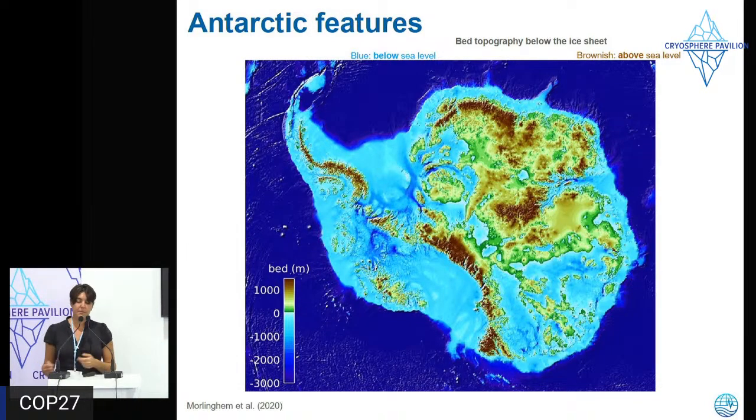What does that mean? It just means that most of the ice is not floating. It's just anchored on a bed that is below sea level, okay? And that makes the difference because, of course, if we are below sea level, we are much more vulnerable to oceanic warming. And then, at some termination, we have those ice shelves, those floating platforms.